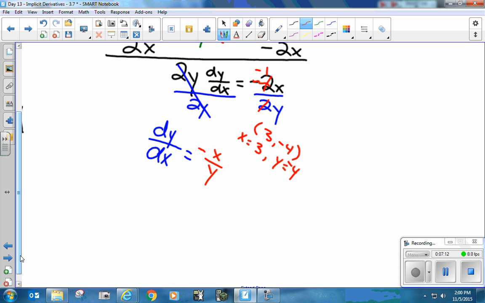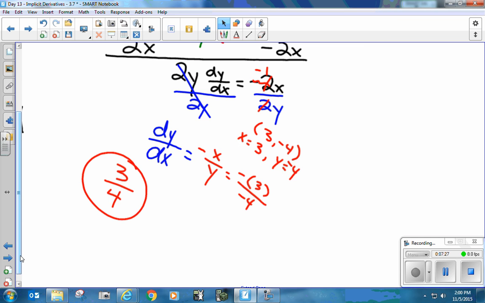Bang. So that's negative 3 over negative 4 for y, which is 3/4. My slope of that circle, right at the point (3, -4), is 3/4. Up 3 over 4, up 3 over 4. That's the tangent line right at that point. So it's not too crazy.